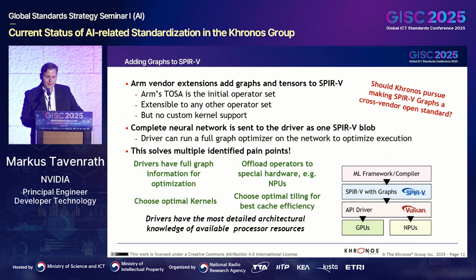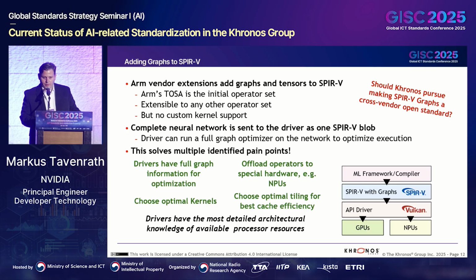With SPIR-V as the intermediate IR, the next question was, can we bring graphs and tensors to SPIR-V? And ARM did a great job defining extensions, currently vendor specific, to add graph and tensor support to SPIR-V. And while ARM proposes TOSA as the initial operator set, they designed the extensions in a way that TOSA is not the only operator set which can be used. It is extensible to any operator set you want to have inside. Unfortunately, there is no custom operator support at the moment in this extension, meaning you are limited to the operator sets which are being defined.